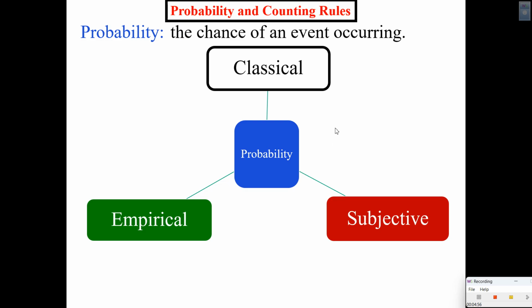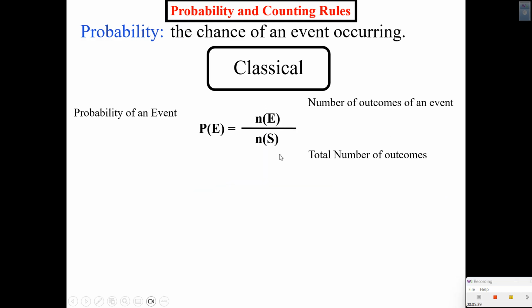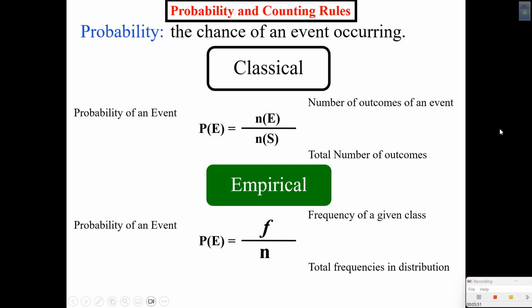All right, so did you say P of E equals N of E over N of S? Yes? All right. So today we're moving on to empirical, which means we need a new formula, yeah? Copy it down, please. New formula. P of E equals F over N. By now, you guys should know what F stands for. Tell your neighbor what F stands for without looking up. Yes, frequency. And N is the total frequencies in the distribution or the table.